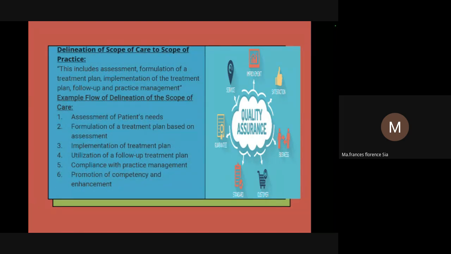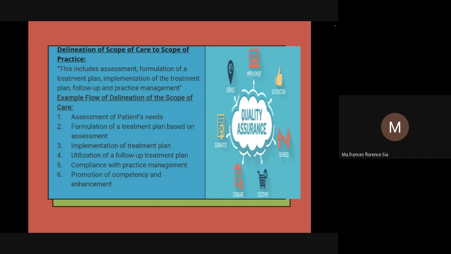So, delineation of scope of care to scope of practice. This includes assessment, formulation of a treatment plan, implementation of the treatment plan, follow-up, and practice management. It means that the scope of care to practice has the obligation to support and conform to professional responsibilities that promote and assure the overall welfare of the patient and integrity of the profession.